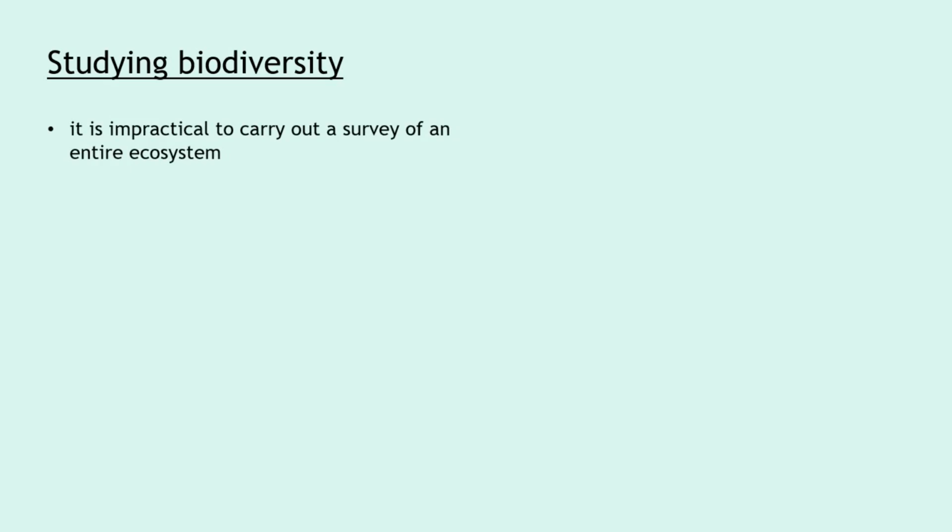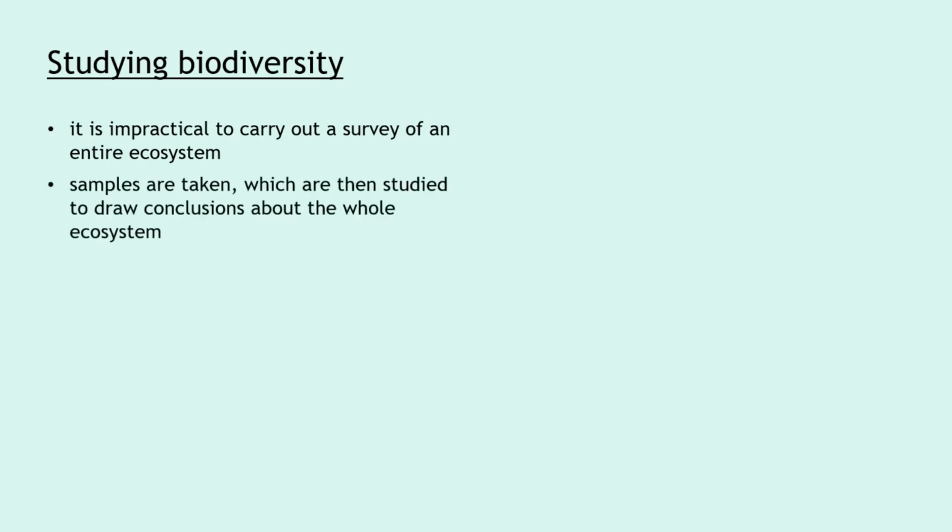Okay, now let's have a look at how ecologists can study the biodiversity of a particular ecosystem. So this involves a few practical techniques. Now it is fairly obvious that it is impractical or even impossible sometimes to carry out a survey of an entire ecosystem. That would mean that you'd have to count every single individual present. So that's every single plant, animal, fungus, bacterium and protoctist. That is never going to happen, of course.